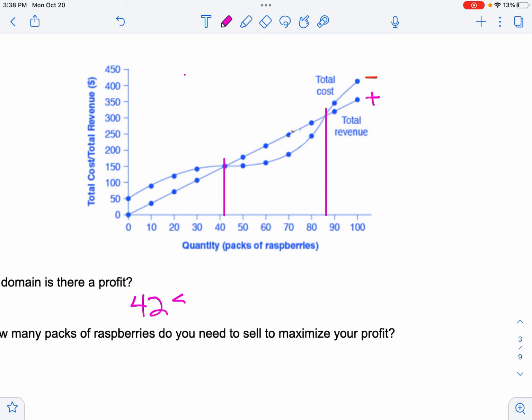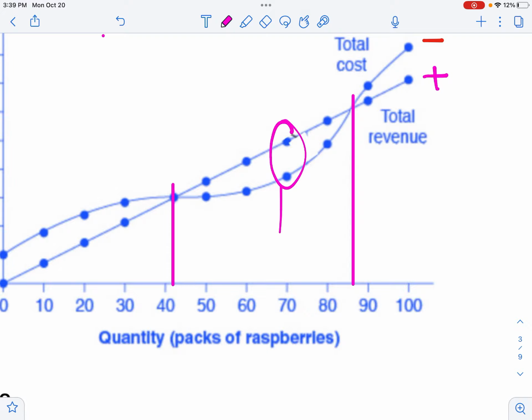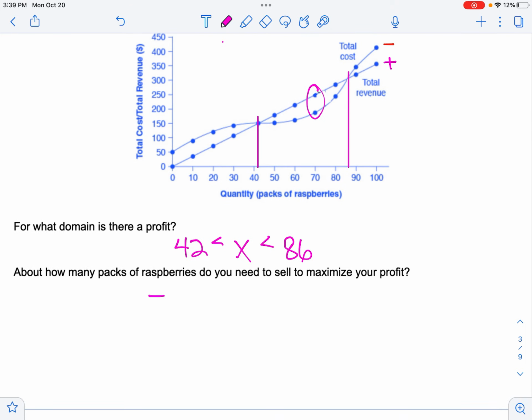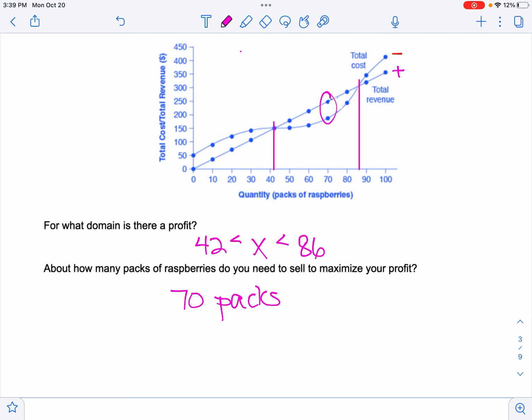About how many packs of raspberries do you need to sell to maximize your profit? So this is where we'd want the distance between the points to be the biggest. So to me, that looks like right here. And I would probably say that looks to be 70. So 70 packs. Okay, so in that case, we're really just kind of looking at two different functions and then evaluating them, maybe subtracting them.